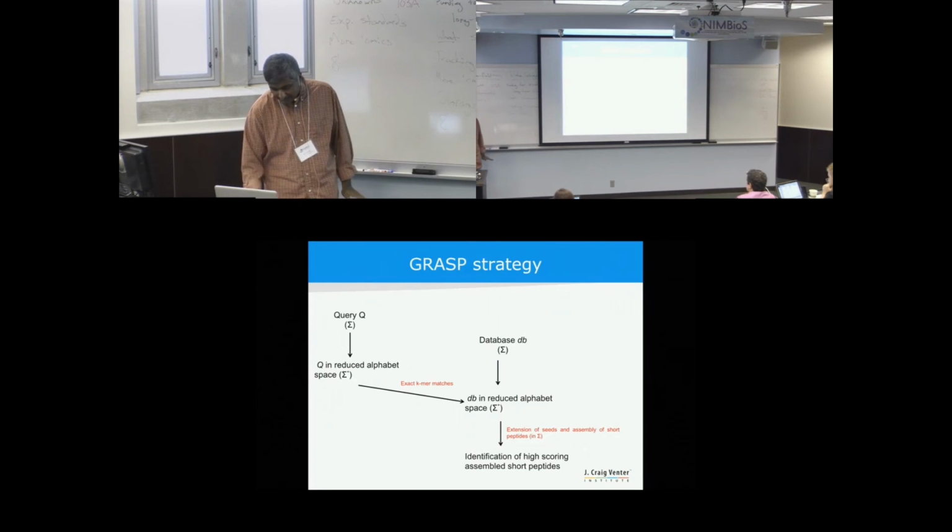So essentially the idea is this. You start with a query sequence. You look at it in reduced amino acid alphabet space. You take your database sequences, convert them into reduced amino acid alphabet space as well. Start with exact k-mer matches, okay, in the reduced space. And then you start doing your alignment extensions and alignments in the original space, okay?